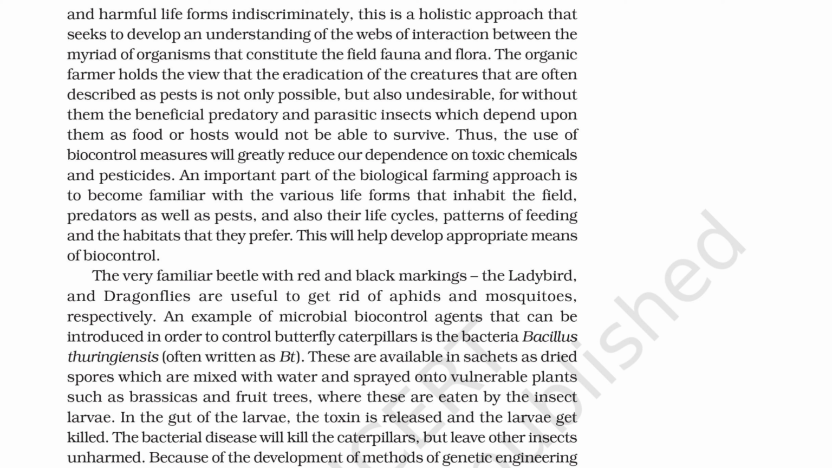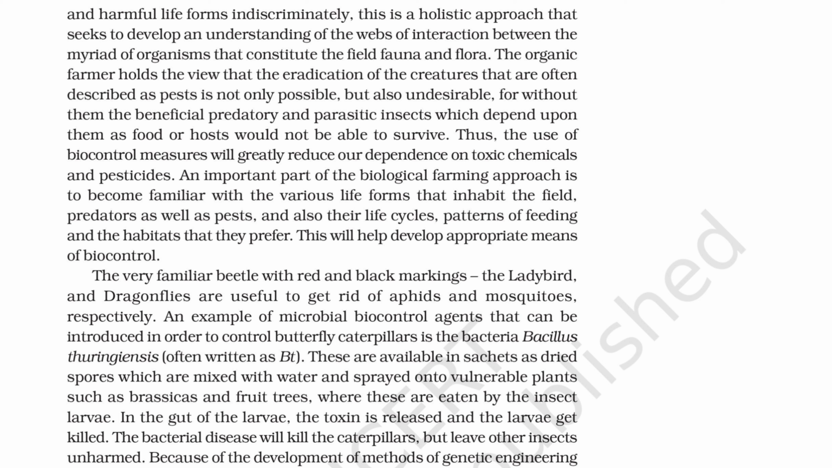An example of microbial biocontrol agents that can be introduced in order to control butterfly caterpillars is the bacteria Bacillus thuringiensis, often written as BT. These are available in sachets as dried spores which are mixed with water and sprayed onto vulnerable plants such as brassicas and fruit trees, where these are eaten by the insect larvae. In the gut of the larvae, the toxin is released and the larvae get killed. The bacterial disease will kill the caterpillars, but leave other insects unharmed.